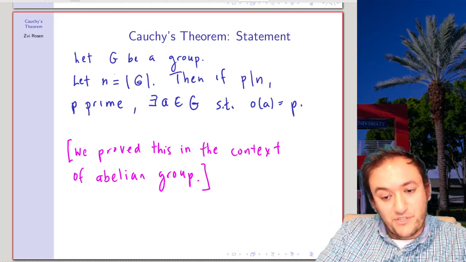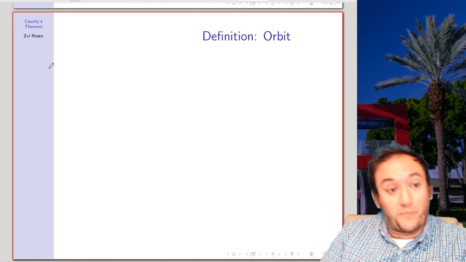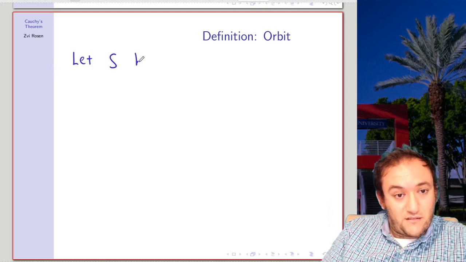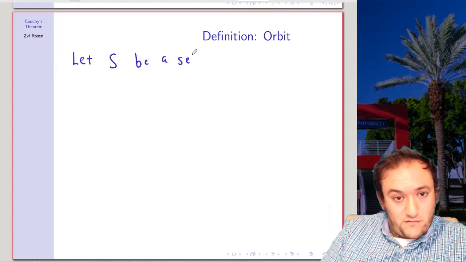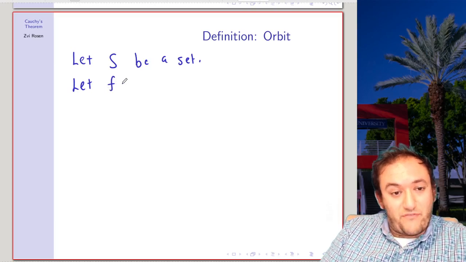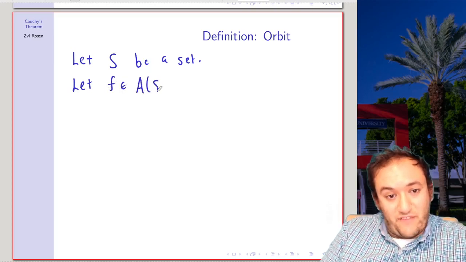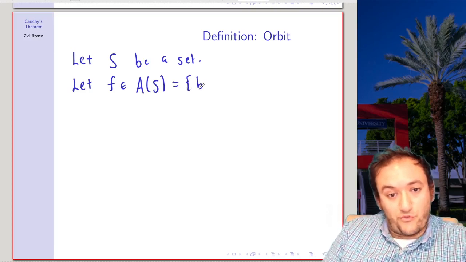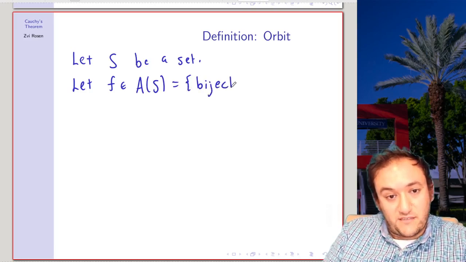And that approach is going to rely on something called an orbit. So we're going to let S be a set, and we're going to let f be an element of A(S), which, as you'll recall, is the group of bijections from S to itself.